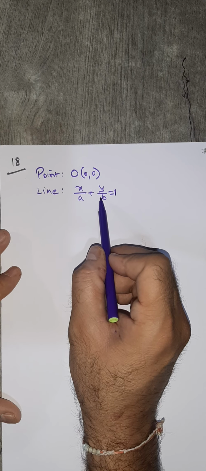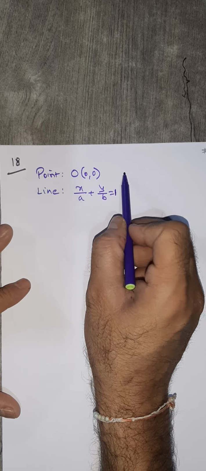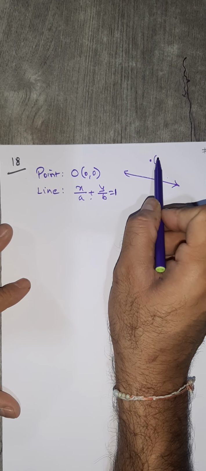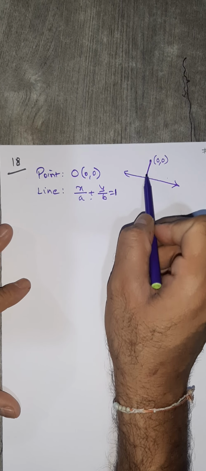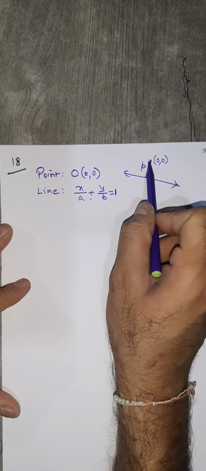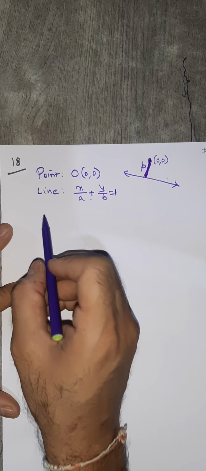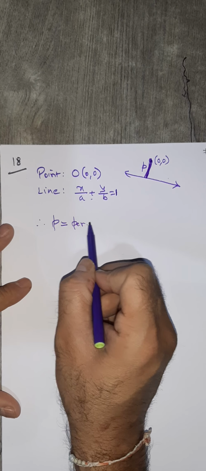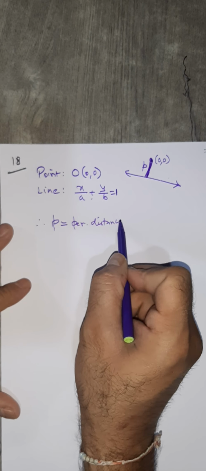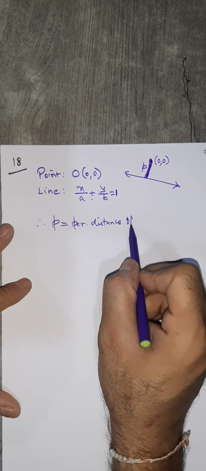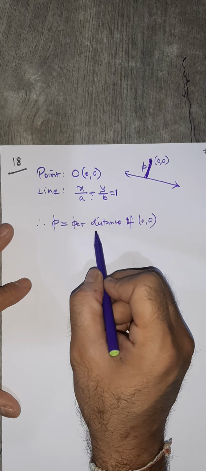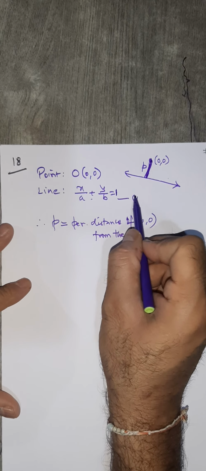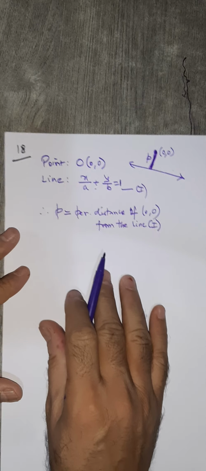This is one of the standard forms of the line. So you have a ready line. Now for the fourth time we are using the same concept. This is 0, 0, and you are given this perpendicular distance equals small p. So we'll use that first: small p equals the perpendicular distance of the origin 0, 0 from the line, let me write line 1 here.